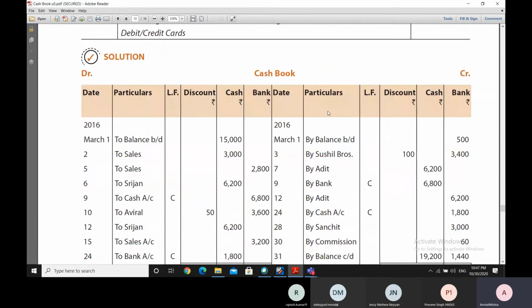So for the overdraft, we are writing this 500 rupees on the payment side, because there is a debit side of the cash book and there is a credit side of the cash book. On the debit side of the cash book, we are writing all the receipts, and on the credit side of the cash book, we are writing all the payments.